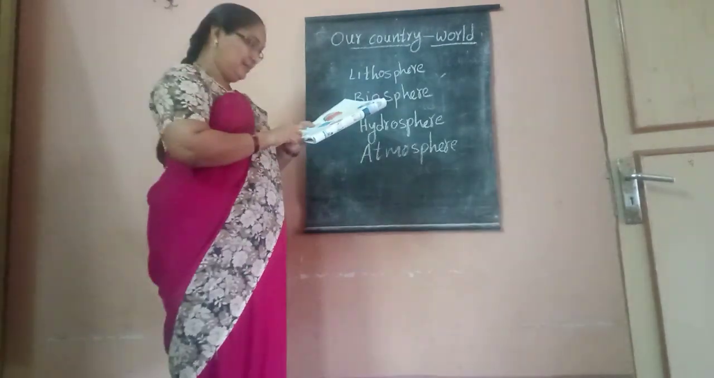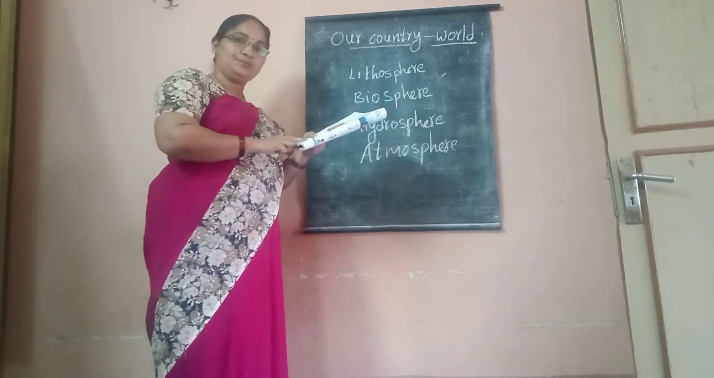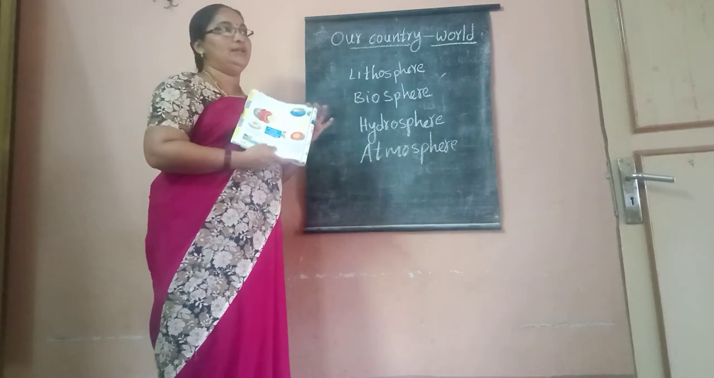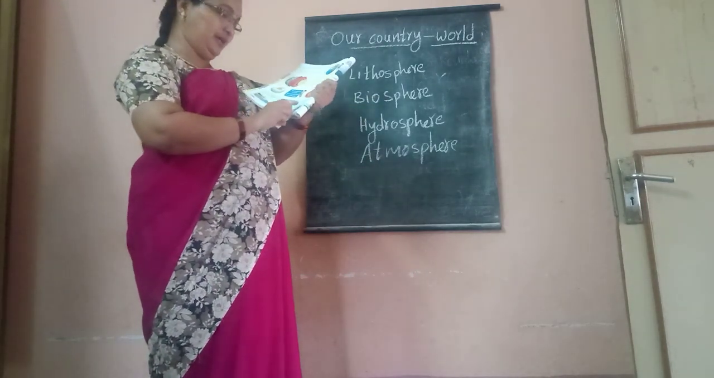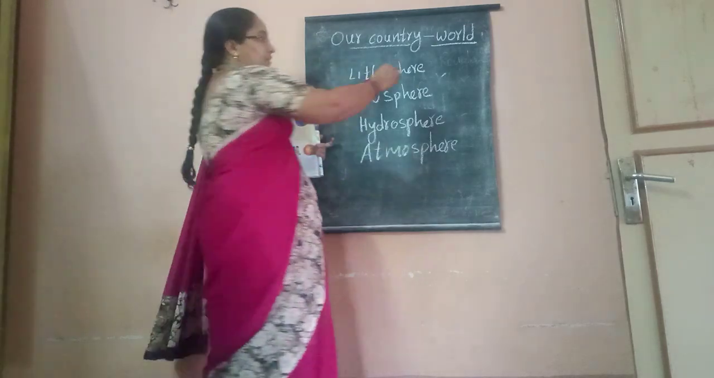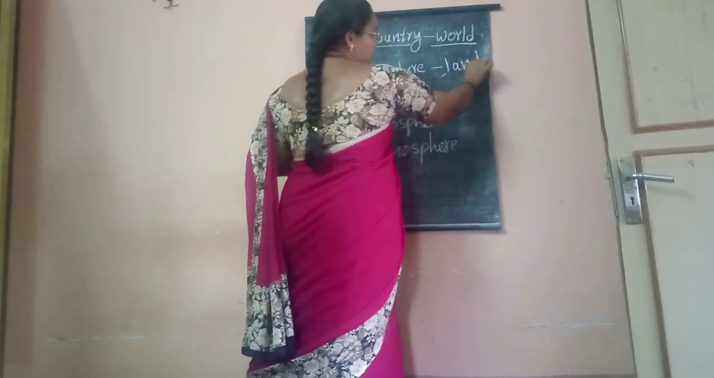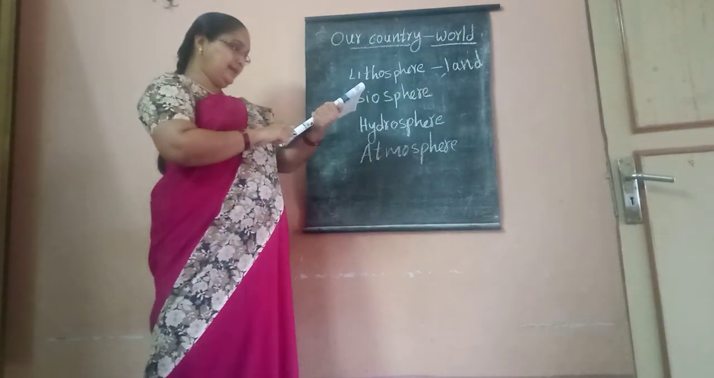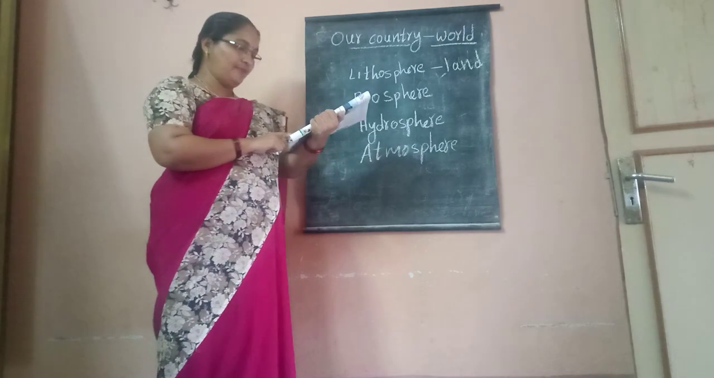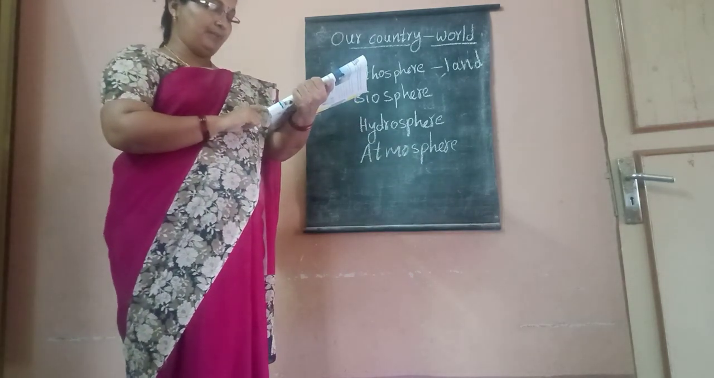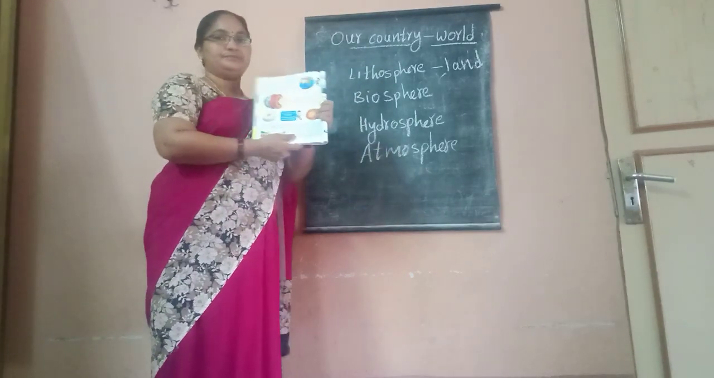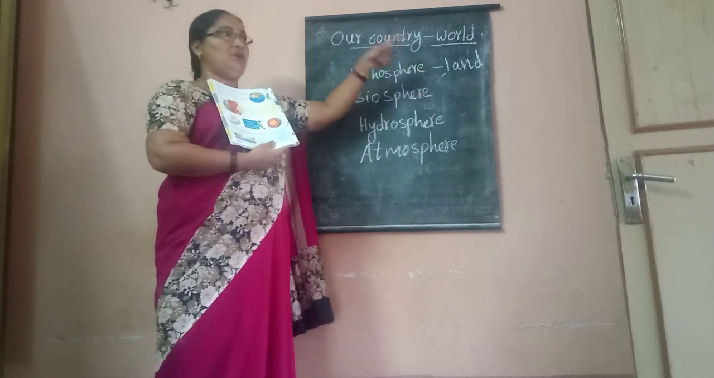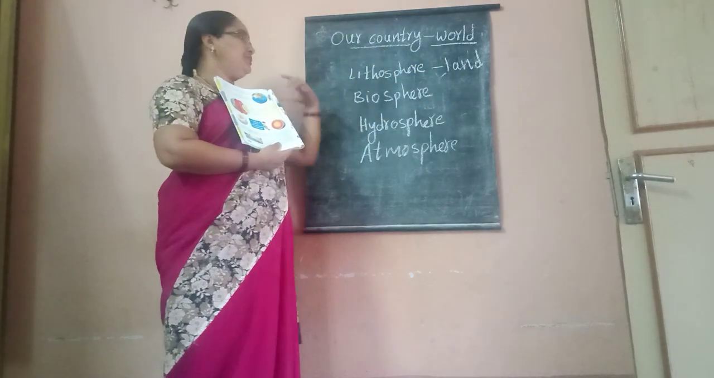Lithosphere means land. Okay, the crust, that means the outermost part of the Earth, and the upper part of the mantle together form the lithosphere. It is the Earth's solid land surface. It contains naturally formed land masses and landforms of different sizes and shapes. The major land masses are continents. All the landforms with different shapes and sizes, and all the continents, come under the lithosphere.